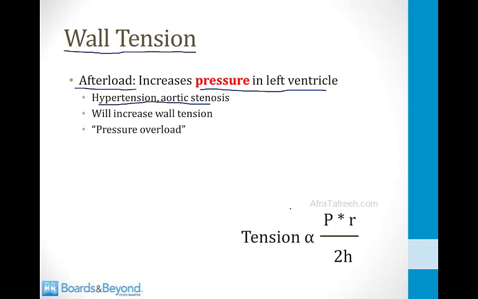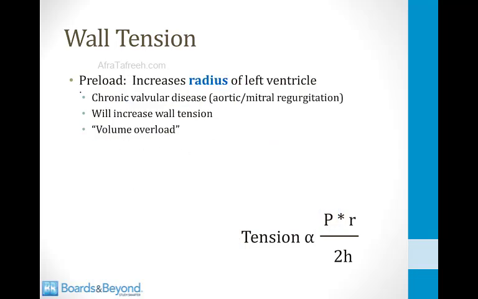Via the law of Laplace, when the afterload goes up and the pressure that must be generated by the left ventricle goes up, the wall tension will rise because pressure is in the numerator, so when it goes up, the wall tension goes up. This means that the myocardial oxygen demand of the left ventricle will be increased in the setting of these conditions like hypertension and aortic stenosis via the law of Laplace. This is called pressure overload of the left ventricle. If the preload on the left ventricle rises significantly, this can stretch the chamber and increase the radius of the left ventricle.